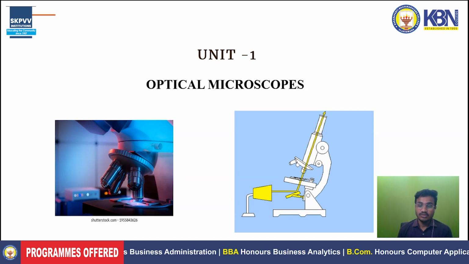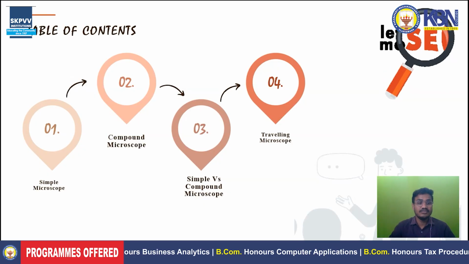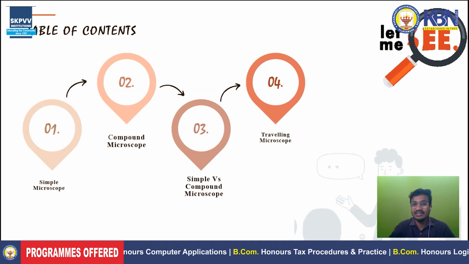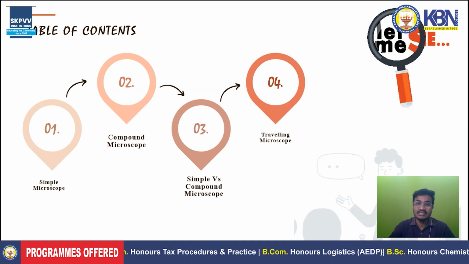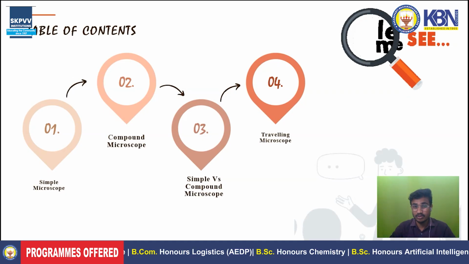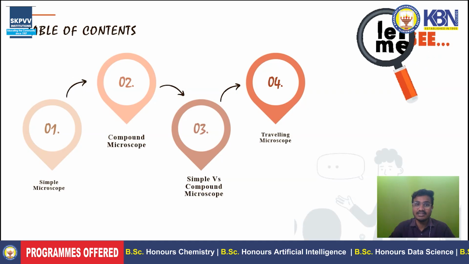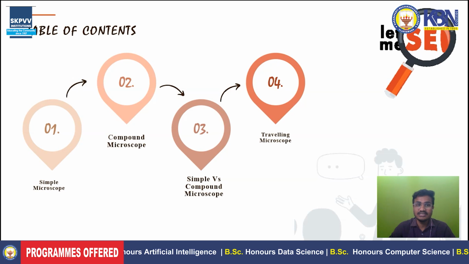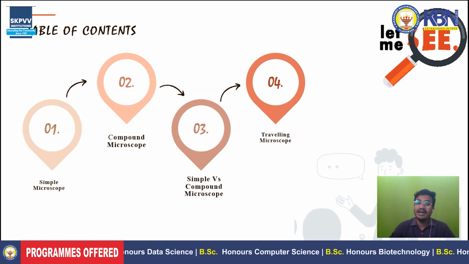In this session, I'm going to cover, first, what a simple microscope is: its construction, how it works, and what applications it has. Then we have the compound microscope: its working principle, how the construction is made, and its applications. Then we'll see how a simple microscope differs from a compound microscope, and then the traveling microscope.